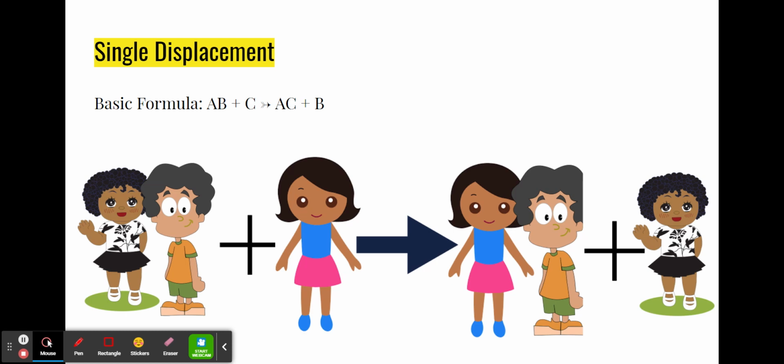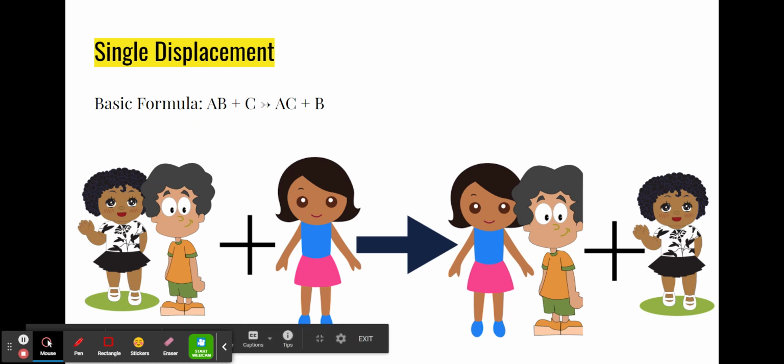Key things to remember, it's going to start with a compound and then a single element, and it's going to yield a different compound and a single element. So basically what's happening is the element is going to replace one of the elements in the compound. And that replacement is based on the properties. So a metal will replace a metal, or a non-metal will replace a non-metal.